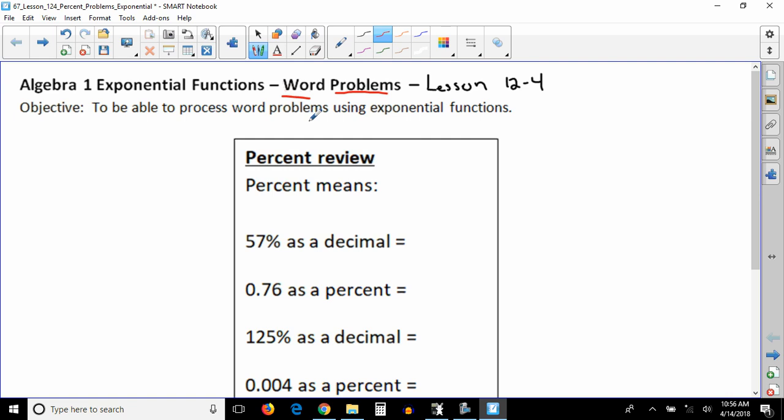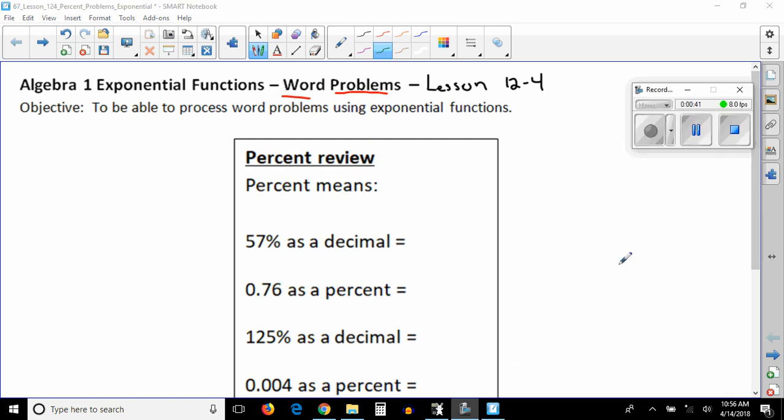The good news is once you kind of figure out the formula and what it is, then all of a sudden it becomes a little bit easier. It's a plug-in type of problem and you just work it out. So, percent review. Over in the box on the side there, there's a little bit of review for percents.